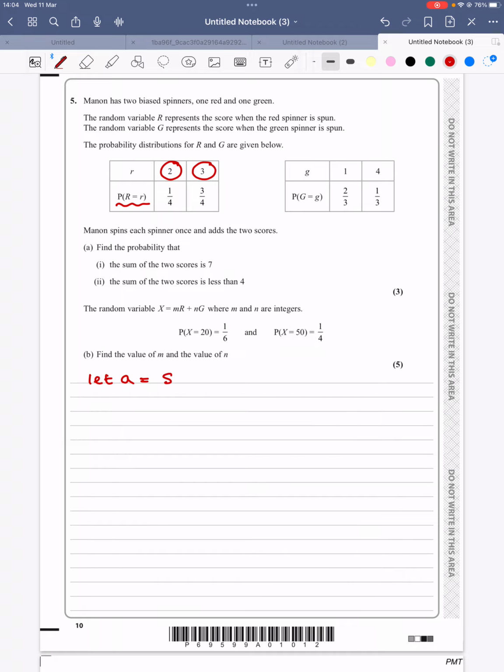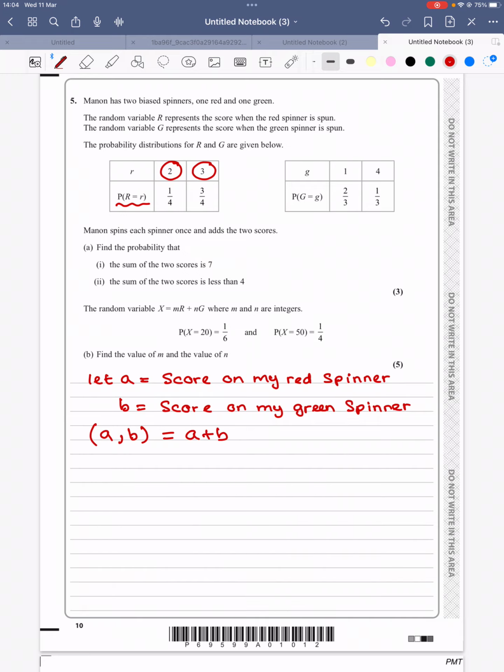Okay? So what I'm going to do is let A equal the score on my red spinner, and I'm going to let B equal the score on my green spinner. So that's great. Now I'm going to rewrite this. I'm going to create my own notation, (A, B) equals A plus B. The reason I'm doing this is just to see what possible outcomes I could have when I add them together.